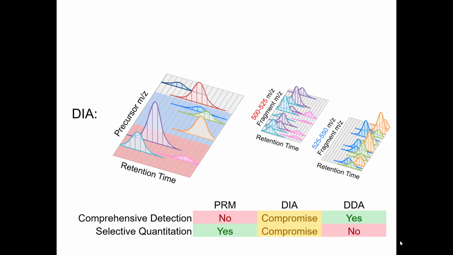For quantitation, with DDA, you can't really use fragment ions to do quant unless you're using reporter ions. But fragment ions are going to be the most specific for that particular peptide. PRM can do this very well. DIA can do it maybe not quite so well, but certainly better than DDA would be, where you don't actually collect that information at all.